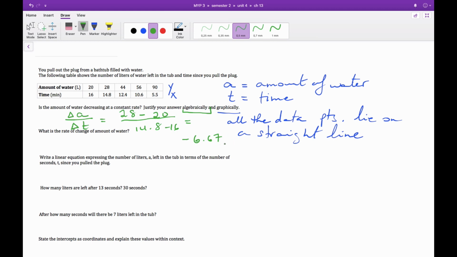Well, what's the top of that fraction? That's in liters, right? So we should put liters in the numerator. And what is the unit for the denominator? That's minutes.